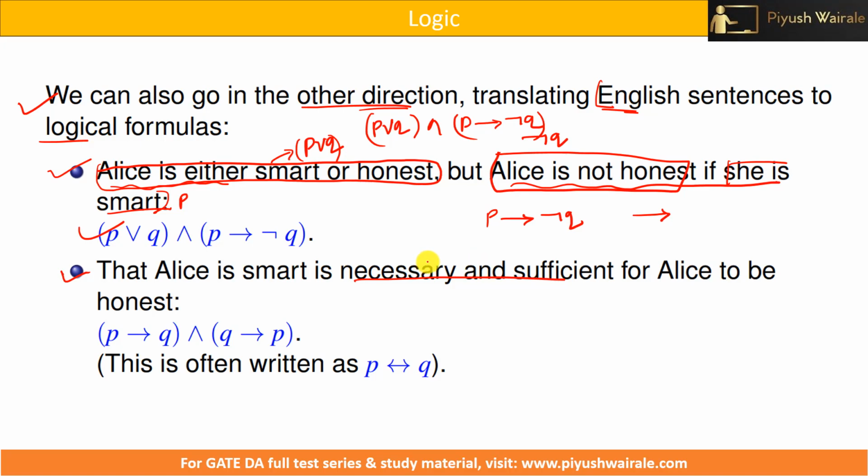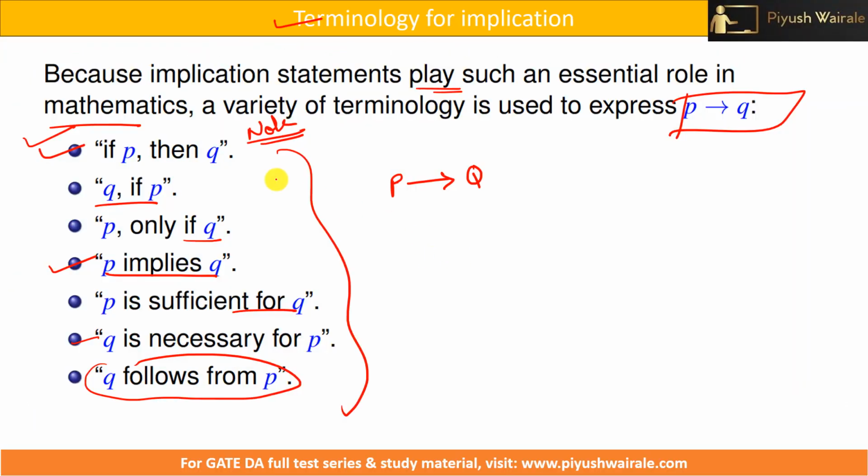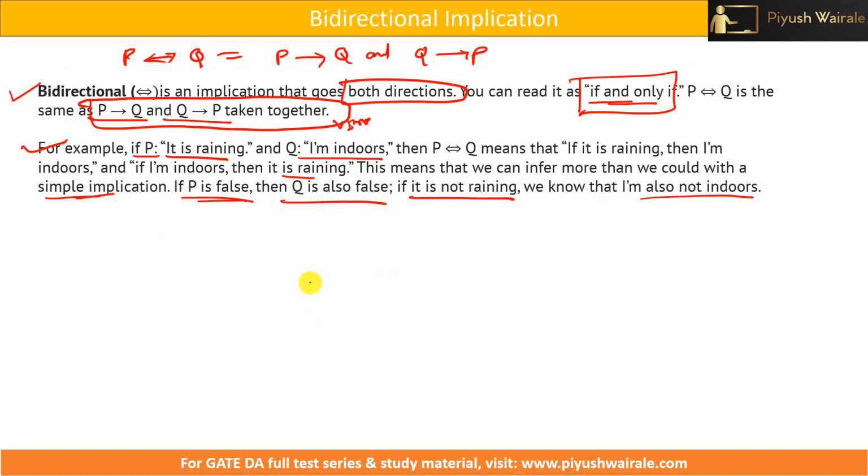If you remember the slides that we discussed in the previous lecture, let me go back to that particular slide. This is the terminology for implication. In the first question, we have to use this: Q if P. We are saying P is sufficient for Q and Q is necessary for P. If both conditions are there, then it is used for bidirectional. Here you can see P implies Q and Q implies P, which is equivalent to P bidirectional Q.